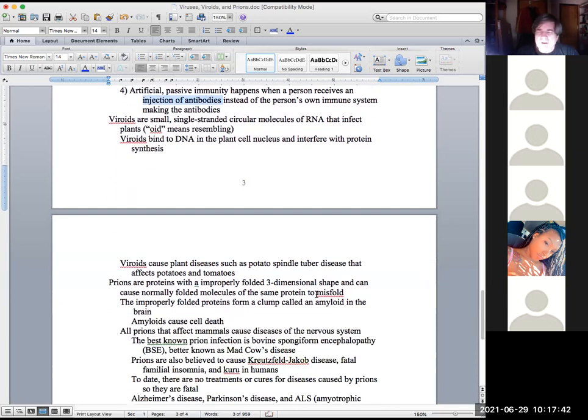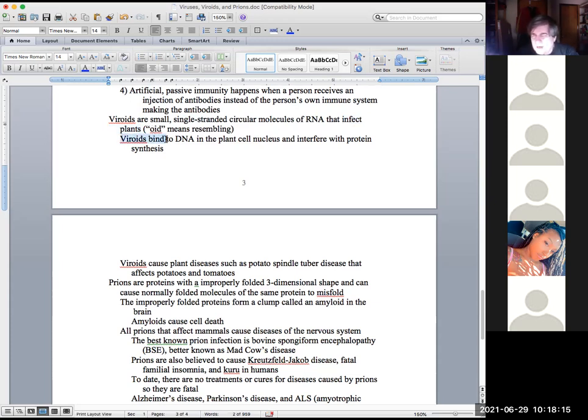So viruses are very common. Keep in mind what I said. They can infect almost any living thing. Viroids are very different. They're small, single-stranded molecules of RNA that are circular. Now, we don't hear too much about viroids, and this is because all the viroids that have been discovered up to this point infect plants.